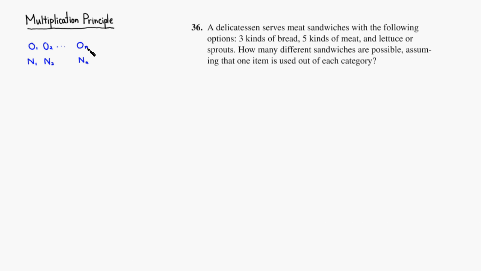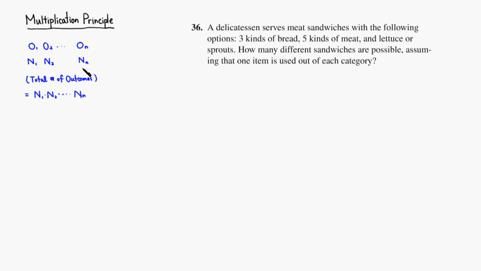All right. Then if you want to find the total number of outcomes of performing all n operations, it would be simply that you multiply N1, N2, N3, and so on, all the way to N sub n. So this is called the multiplication principle.